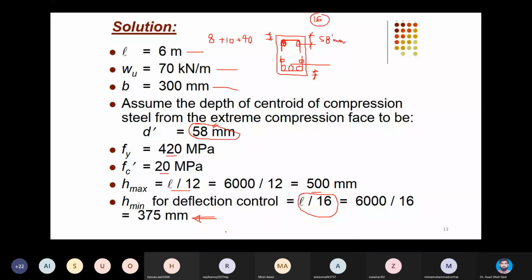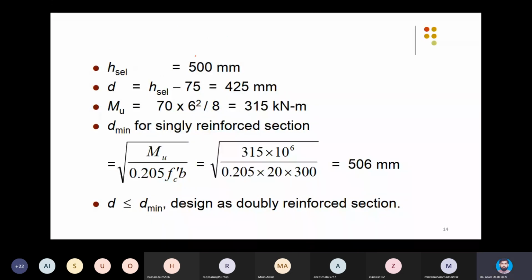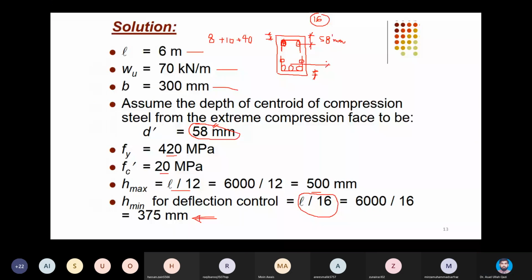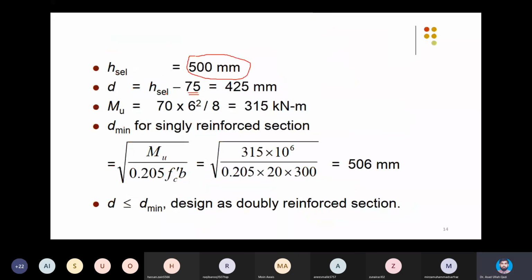Here again, H selected by the architect is 500, and I assumed the cover for the tension steel, which I said on the previous slide, in this problem we are assuming it is 75. So in this way I will subtract it from 500. So D permitted by the architect actually is 425 if cover is 75. Agreed?